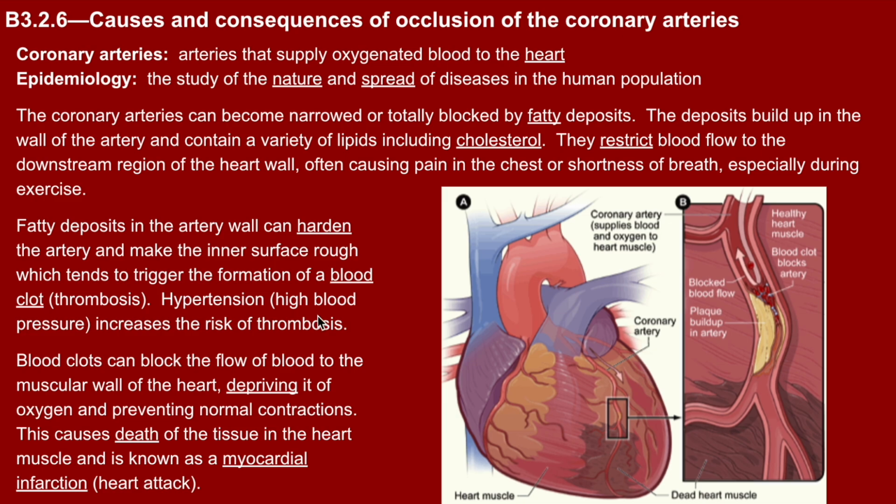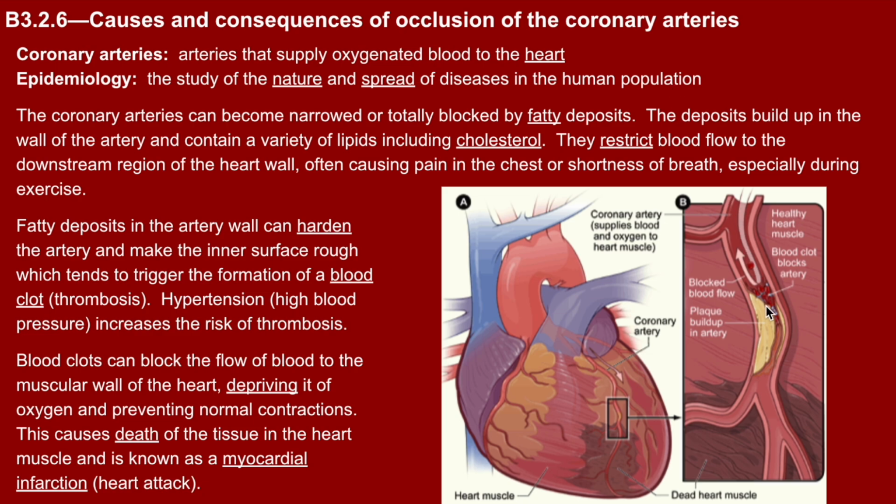All right, now the heart is what pumps blood, but the blood that's going through the inside of the heart isn't dropping off any oxygen. Instead, the oxygen that supplies the heart cells as muscle cells comes from a branch off the aorta called the coronary arteries. Now, these are arteries that provide oxygenated blood to the heart itself. Now, a note, epidemiology is the study of the nature and spread of diseases in the human population. We'll circle back to that in just a second.